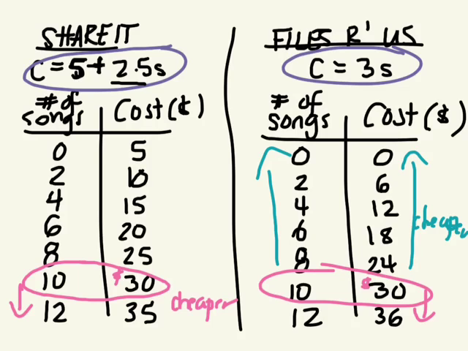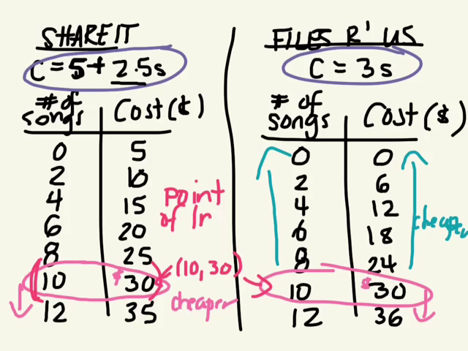I'm going to show you what this looks like on a graph. If we were to graph this, Share It has this point located on the graph, right? This is a coordinate. It's located at 10, 30, and so does Files Are Us. Okay, so this is referred to as a point of intersection. What do you think that means?